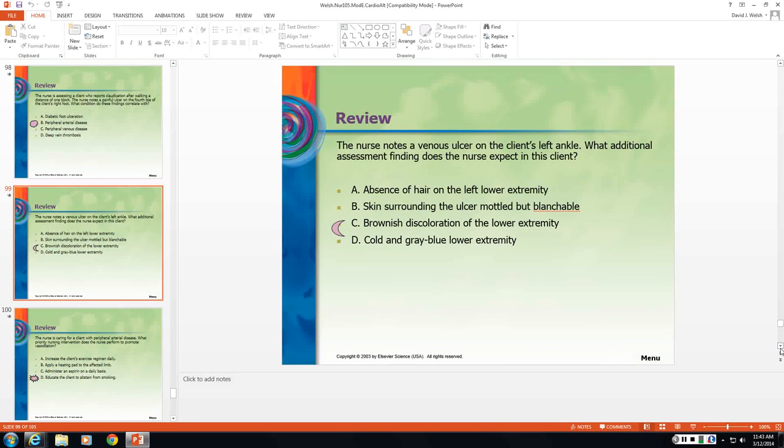Okay, the nurse notes a venous ulceration on the client's left ankle. What additional assessment finding does the nurse expect for this client? Is it going to be absence of hair on the lower extremity? Skin surrounding the ulcer mottled, not blanchable? A brown discoloration of the lower extremity? Or a cold and gray-blue lower extremity? So remember, venous ulceration, they're going to have brown discoloration of the lower extremity.